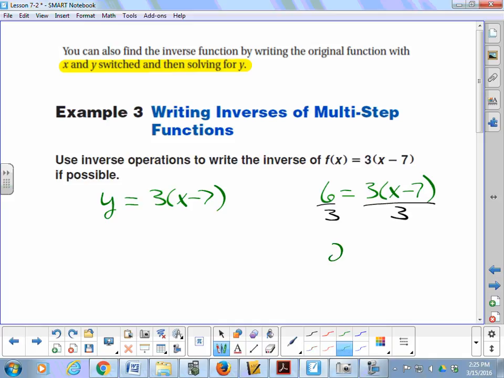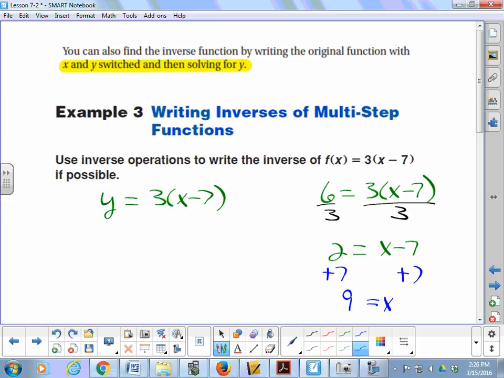So we get 2 equals x minus 7. Megan, what would you do now? Add 7. So we get x equals 2 plus 7 is 9. Okay. So all this is doing things that you've done for a long time. The only thing is when we're done, we're going to have a variable in our answer then.